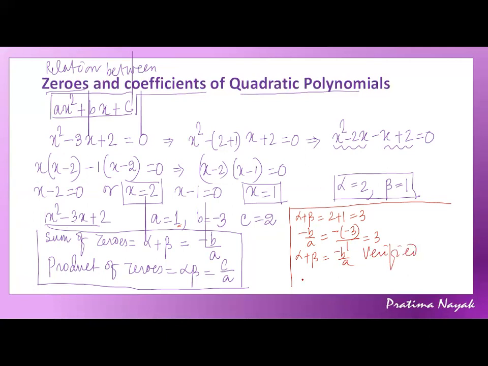Now coming to alpha into beta. Multiply them. Alpha into beta is how much? 2 into 1. That will be 2. And next, c by a. c is how much? c is 2 and a is 1. 2 by 1, that is also 2. So don't put an equal sign while writing, put a comma and here write: alpha into beta is equal to c by a, verified. So whenever a question comes, you have to write in this way.